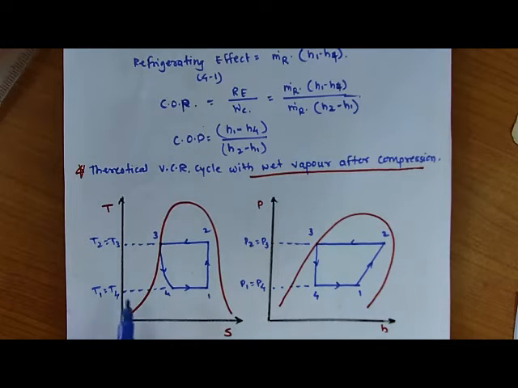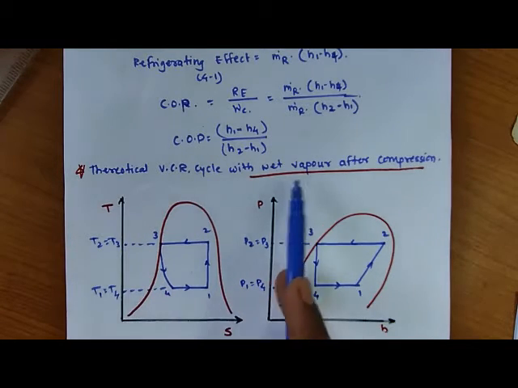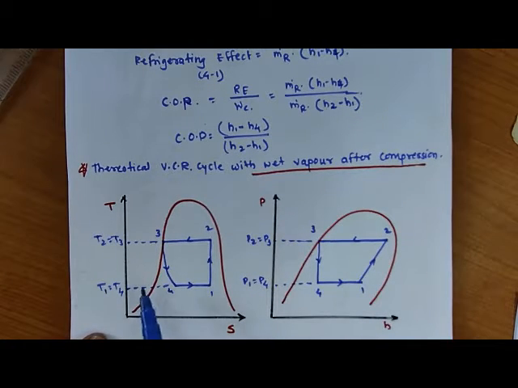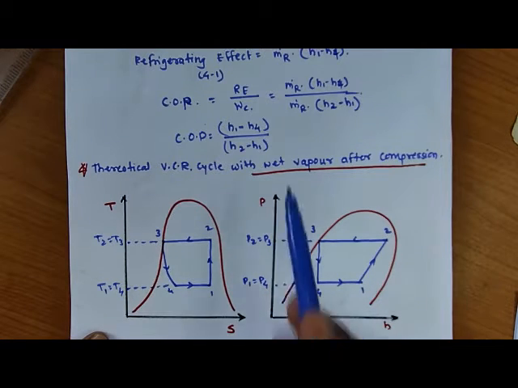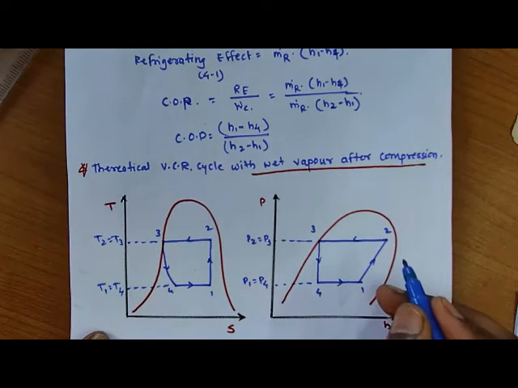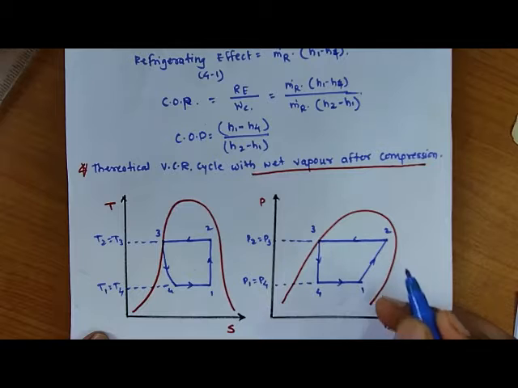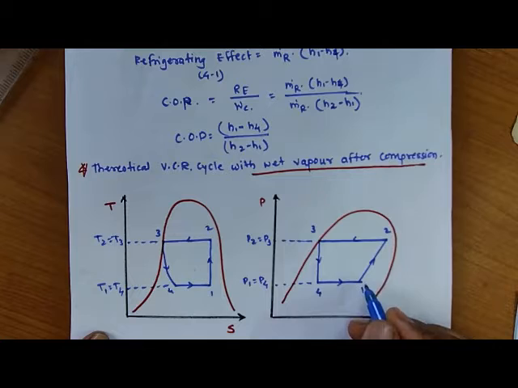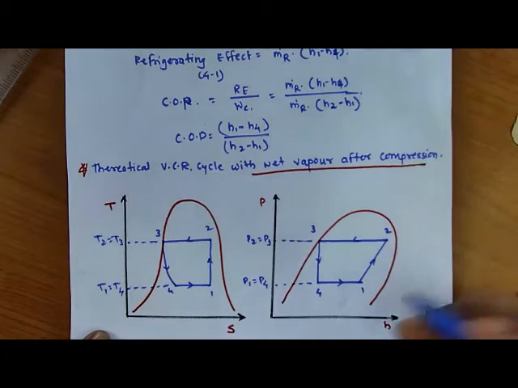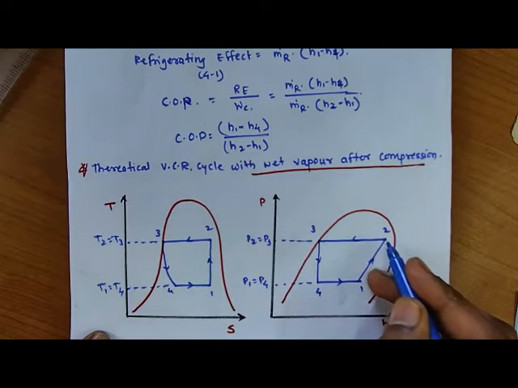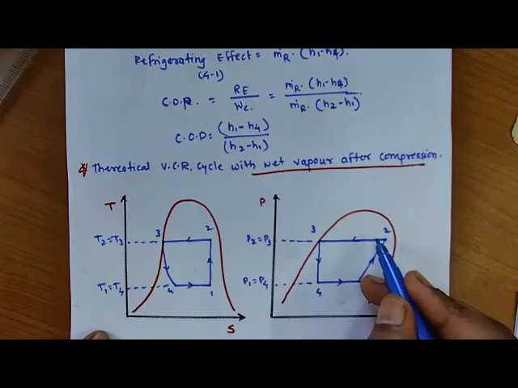So this is the graphical representation of the theoretical VCR cycle with wet vapor after compression. So this is the TS diagram, temperature versus entropy diagram, and pressure versus enthalpy diagram. So here what we have said, wet vapor after compression, that means after the compression process we are getting the refrigerant in the form of liquid and vapor mixture. So if you see here, compared to the previous type, the point number 2 is now available inside of the dome. So this is the region of liquid plus vapor mixture.